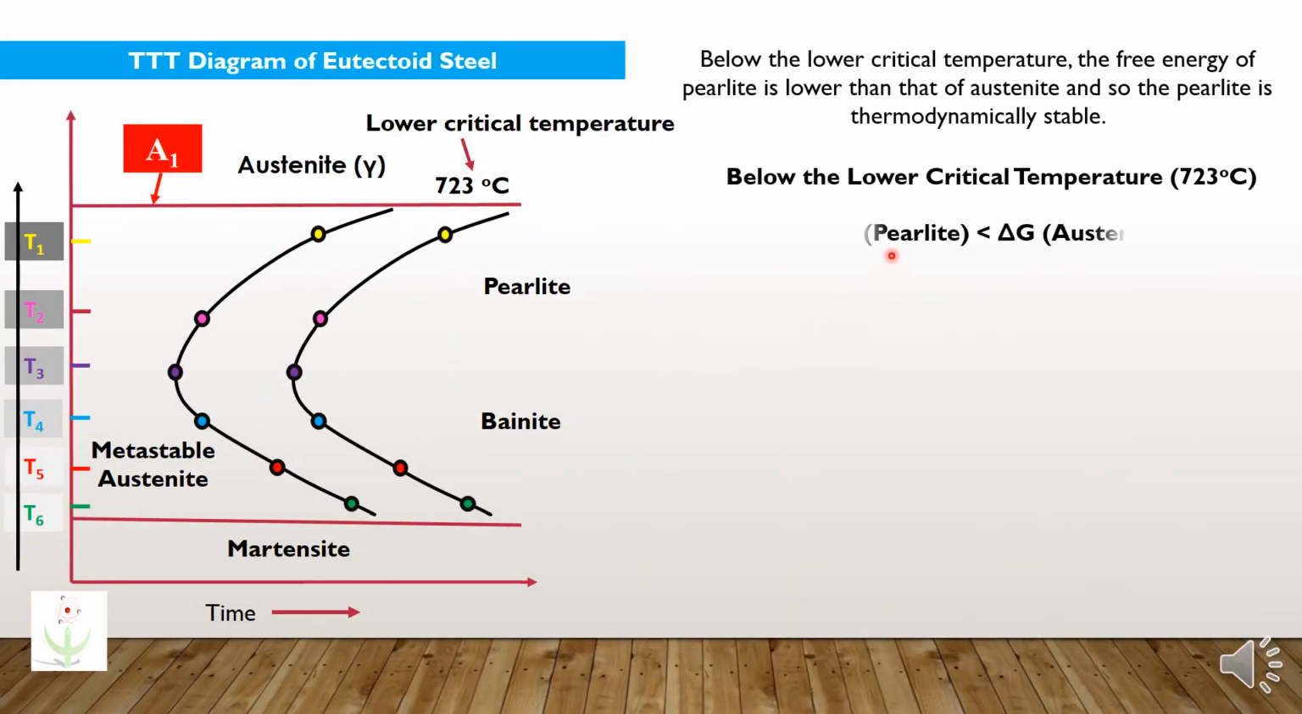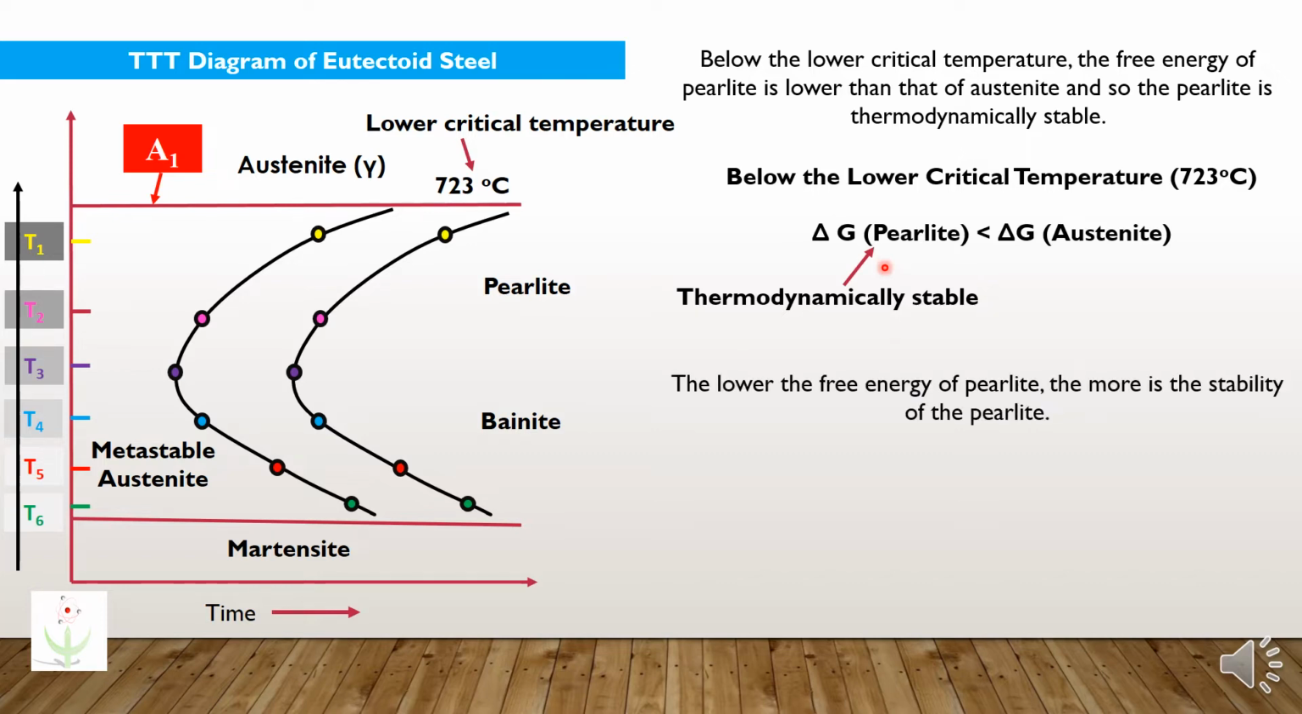Below the lower critical temperature, the free energy of pearlite is actually lower than the free energy of austenite. So, pearlite is thermodynamically stable, and the lower the free energy of pearlite, the more is the stability of the pearlite. If we cool it down to temperature T1, then the driving force would be less compared to cooling it to temperature T2. You can see here, as we have increased the undercooling, the incubation period is decreasing, but only up to a certain temperature. After that, it goes on increasing. You may ask, sir, why is that so? In a minute, I will explain it.